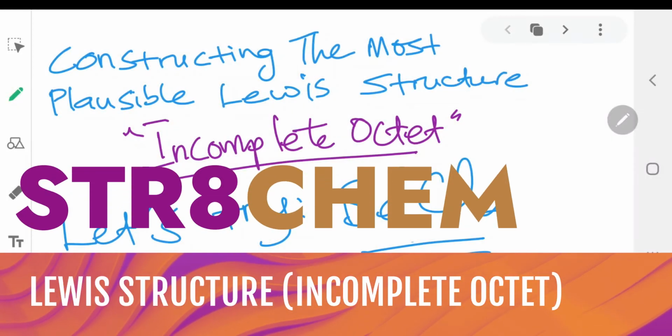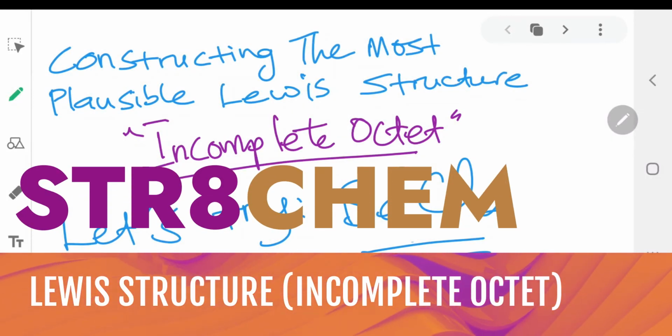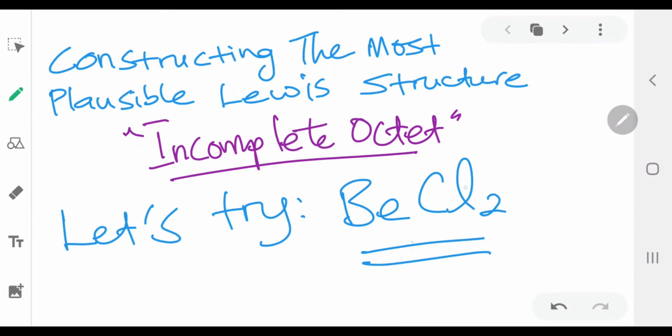Hi everyone, in this session of STR8CHEM, we're going to look at how to construct the most plausible Lewis structure for incomplete octet molecules. We're going to try with beryllium chloride over here.